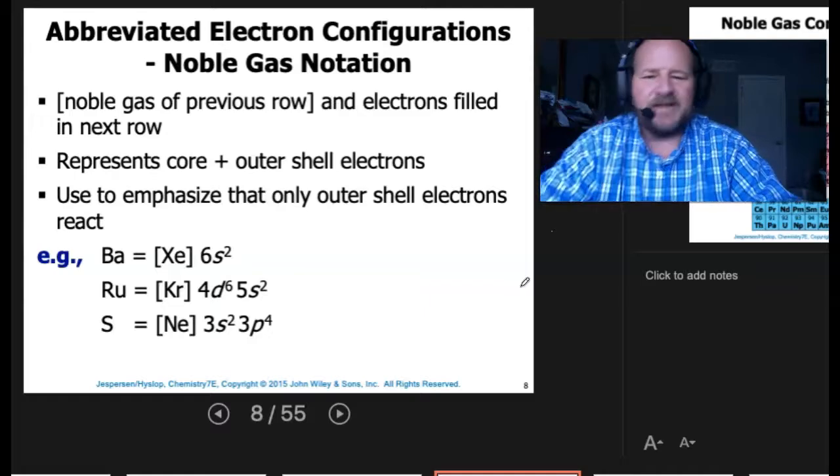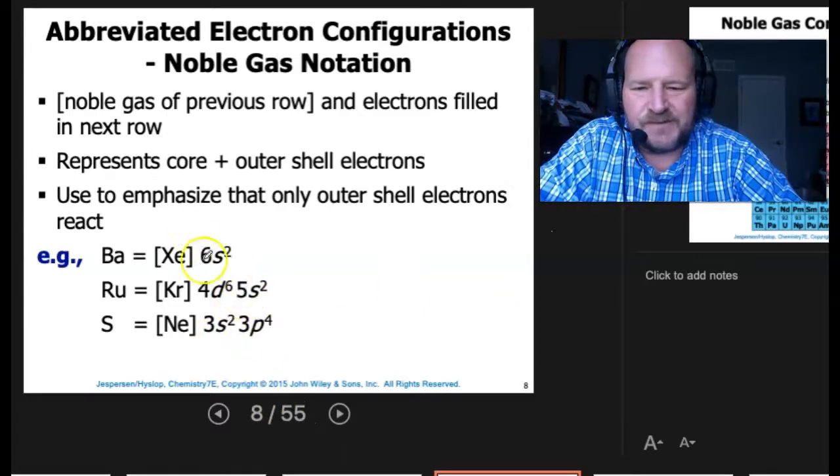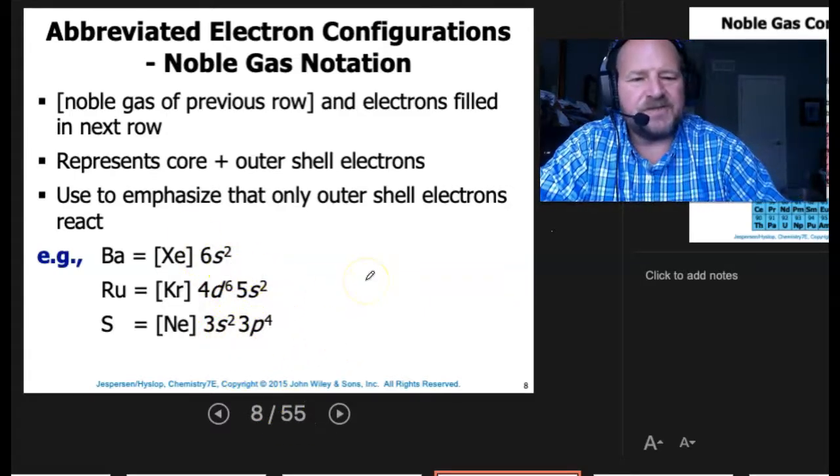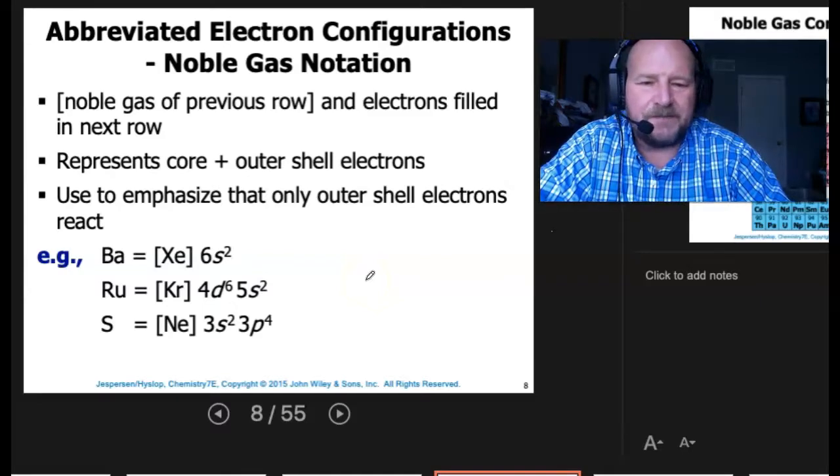Now remember, the other thing this is going to let us do is look at just the energy levels that are going to be reacting, right? So just the ones that are going to be involved in any kind of bonding.